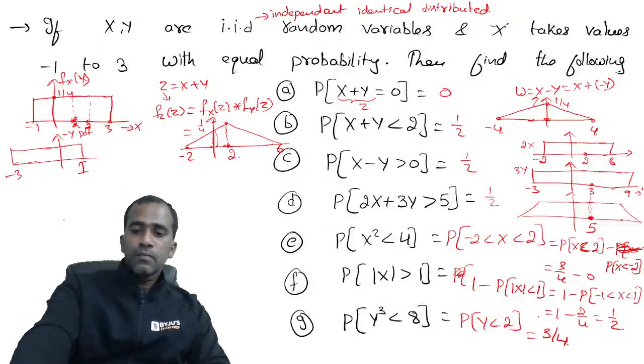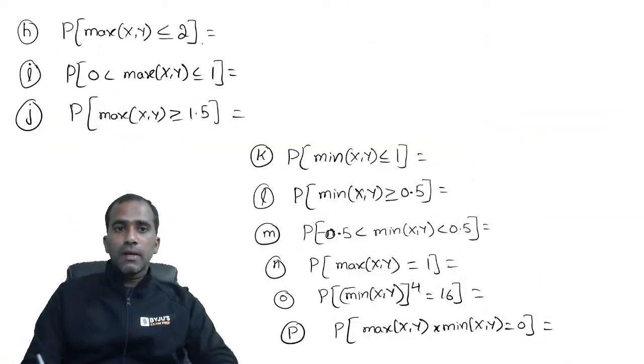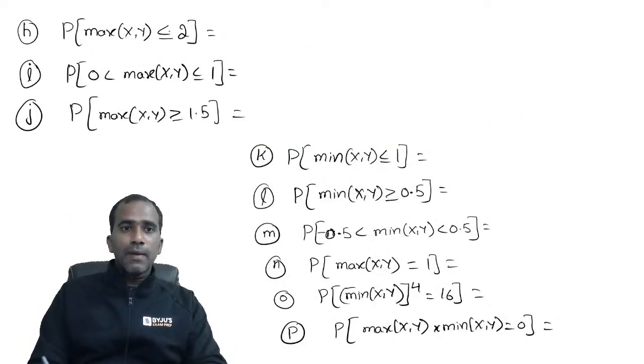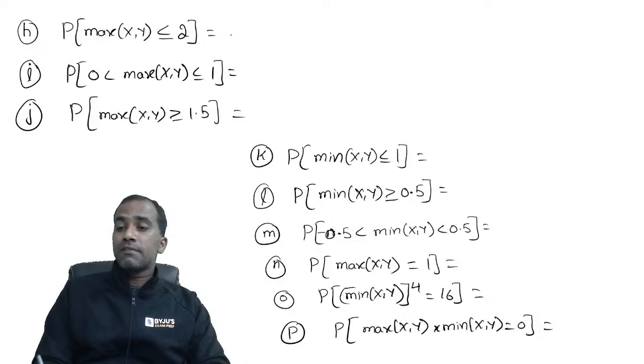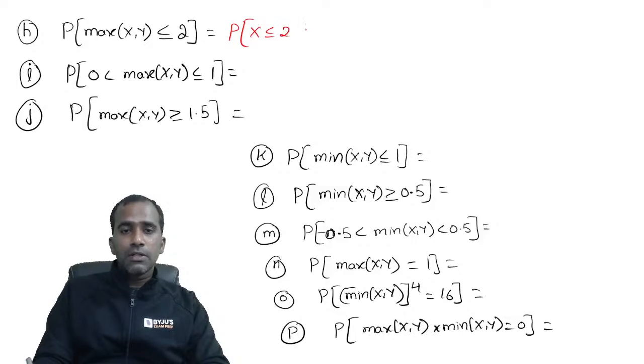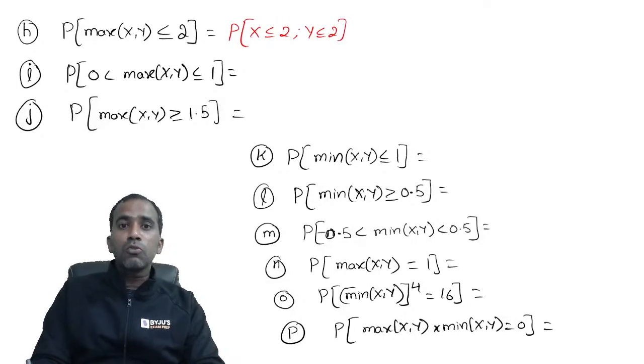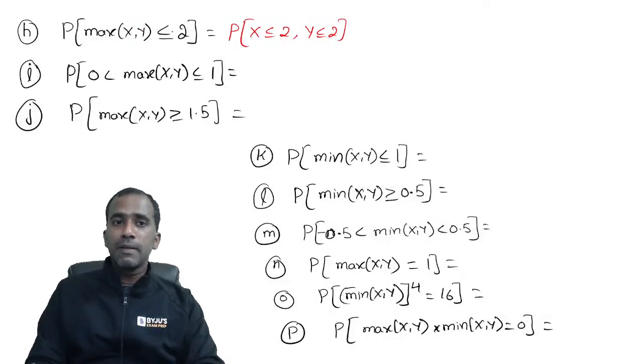Okay. Next one. So you want maximum of x comma y to be less than or equal to 2. I have discussed the concept regarding this. Whenever you see maximum of x comma y less than 2, this happens only if x is less than or equal to 2 and y is less than or equal to 2. If both of them are less than 2, then only the maximum of x comma y will be less than 2.